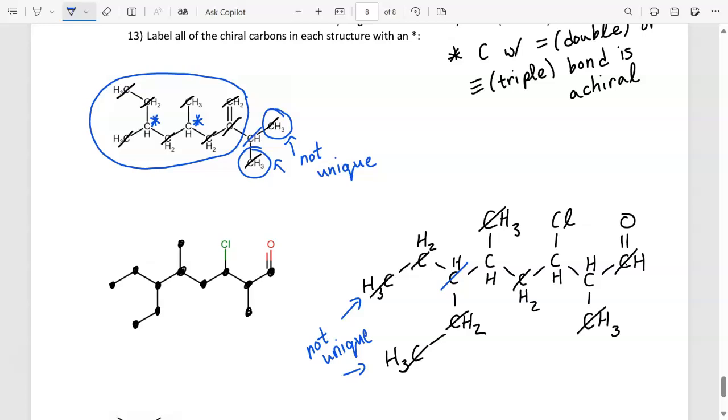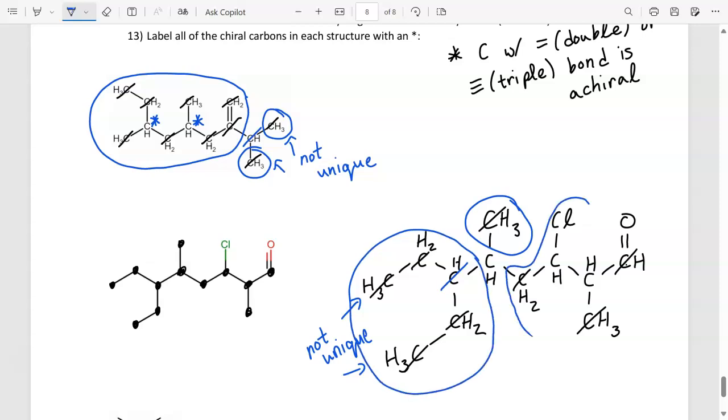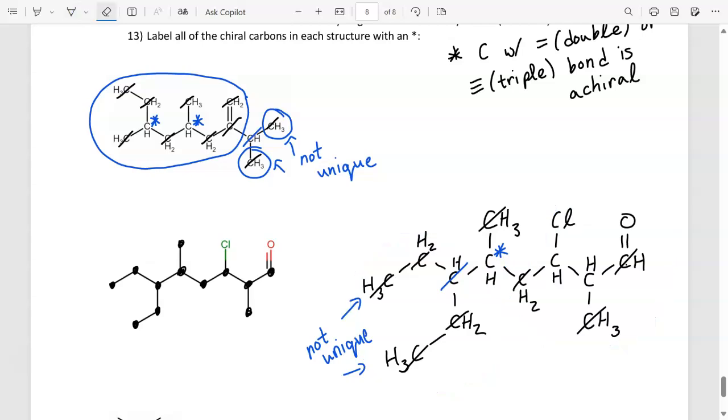Okay, and again, I'm going to circle the 3 groups that are attached directly to that carbon. And I can tell that those 3 groups plus the hydrogen making 4 are all unique. This has 1 carbon, this has 1, 2, 3, 4, 5 carbons, and then this group has carbons, chlorines, oxygens, and so all 3 of those are different. Okay, so that carbon is considered chiral. Okay, and then I erase my circles and I move on to the next carbon.